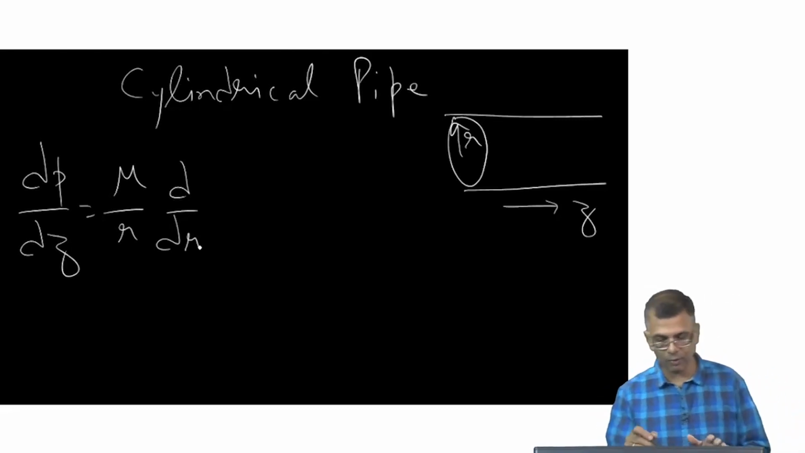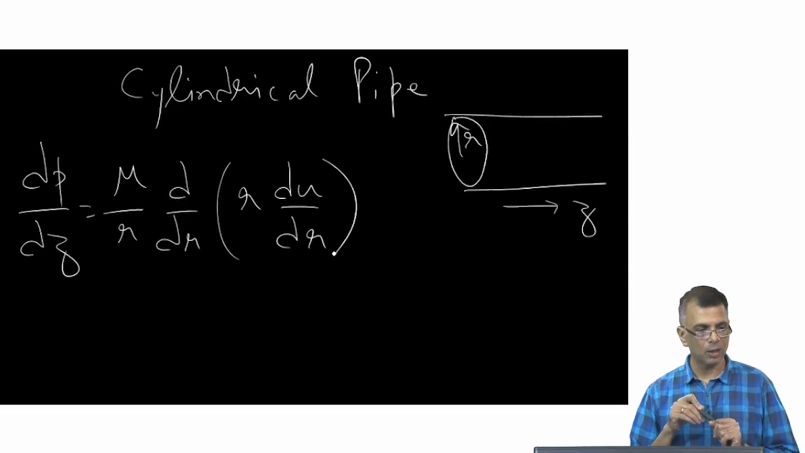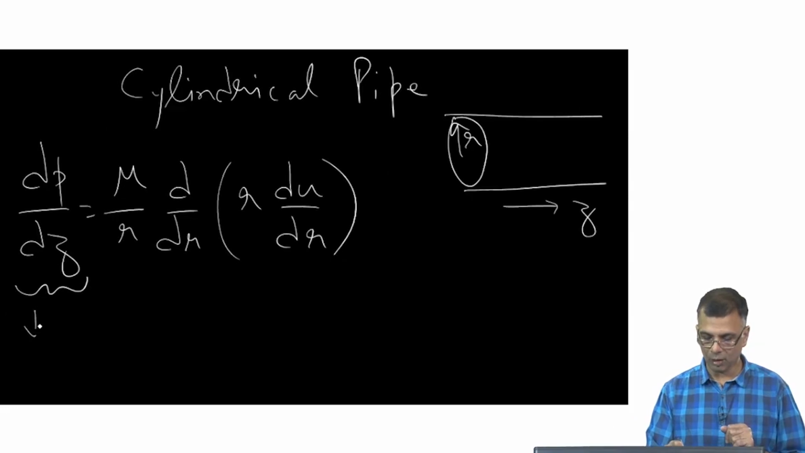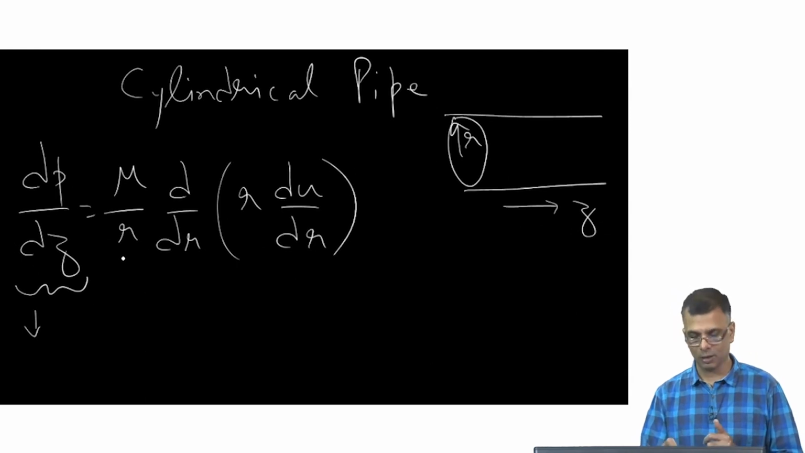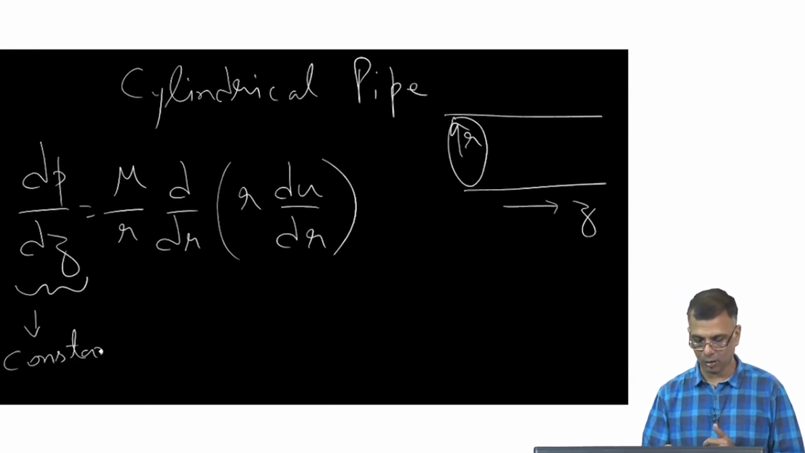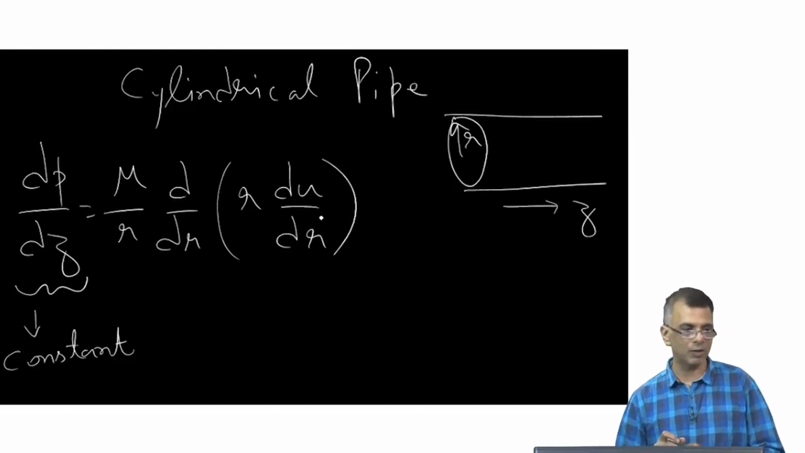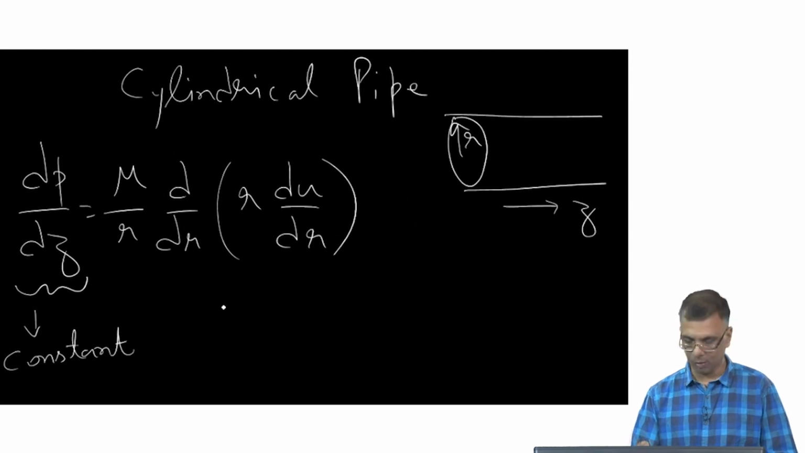I'm doing nothing but writing down the relevant terms of the Navier-Stokes equation in cylindrical coordinates. And again this is a constant. As far as the r variations are concerned, this term is a constant. So you can see that you expand this out and you'll have a first derivative in u and a second derivative in u, and you apply the appropriate boundary conditions. So again it's a parabola.